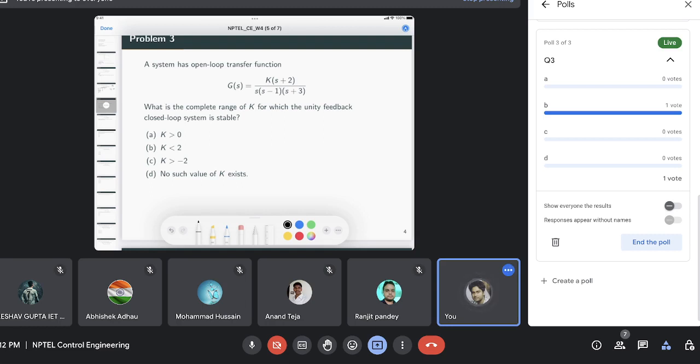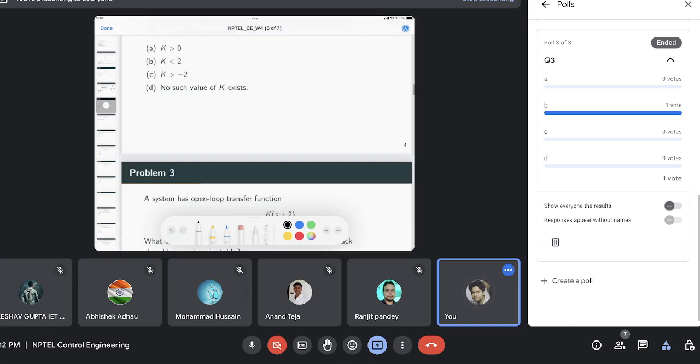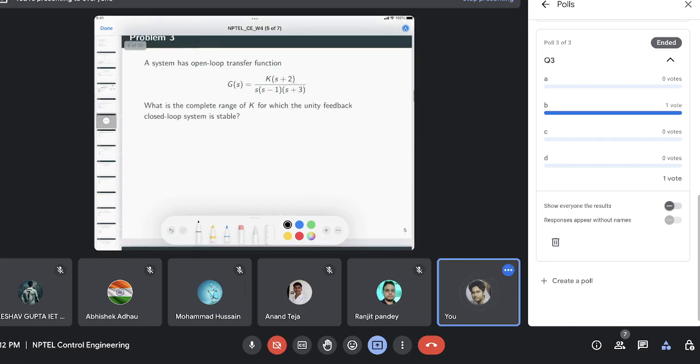Okay, so maybe we can discuss this. Again, you are given the open loop transfer function. So you have to find the closed loop transfer function, which is 1 plus GH, but H is 1, so 1 plus G. That means 1 plus K(s+2) divided by s(s-1)(s+3). You also have G above, so I can just write G.